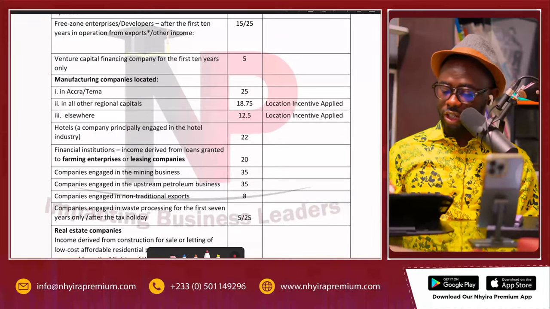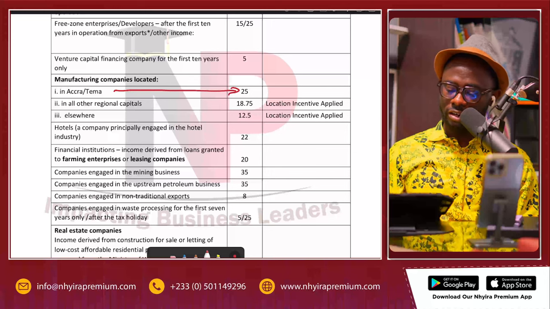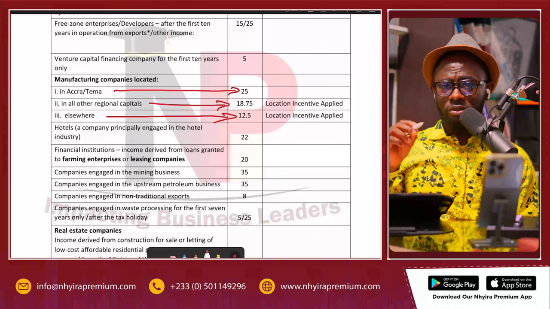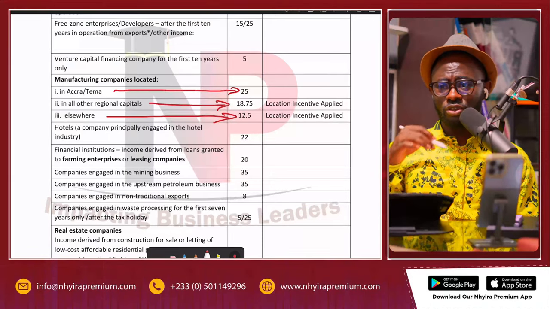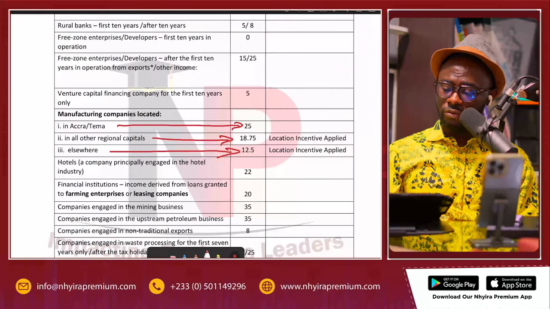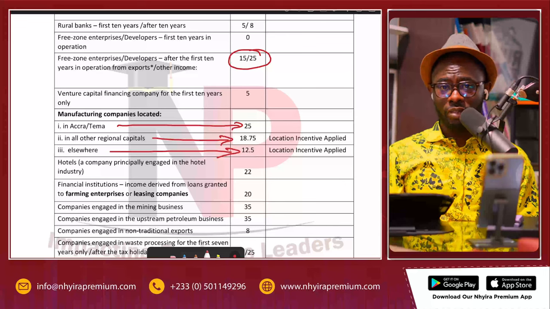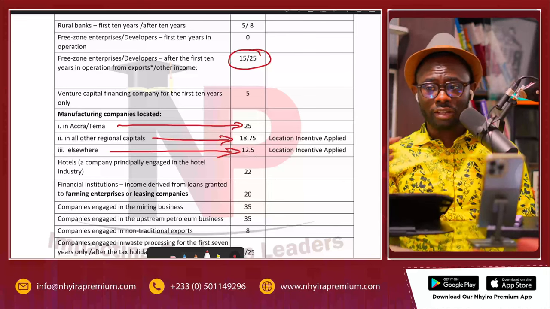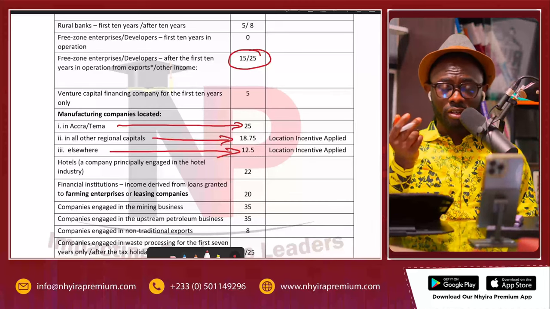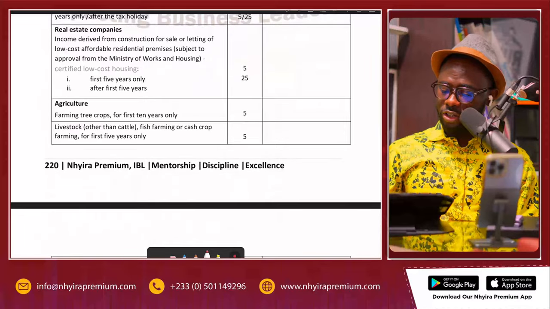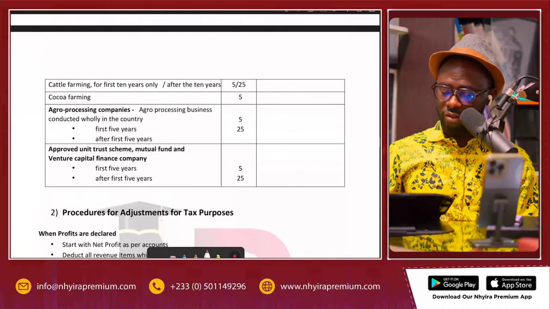So manufacturing companies 25% in Accra and Tema, regional capital 18.75%, anywhere else is 12.5%. It's important you know the company in the question so you know the rate to apply. Free zone enterprises, we've said 15% on the export, 25% on the local markets after their concessionary period. Then there are some other rates available there. Make sure you know it very well in that regard.